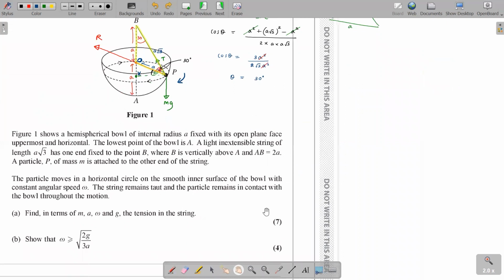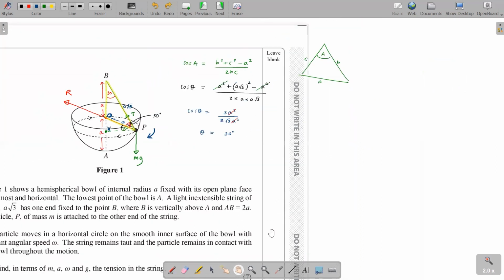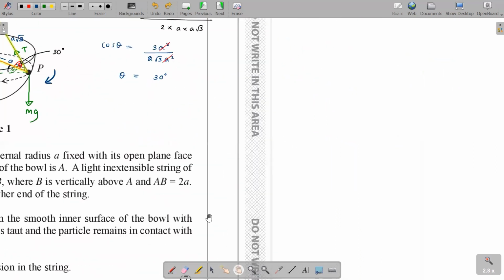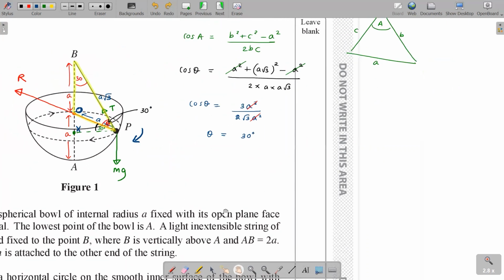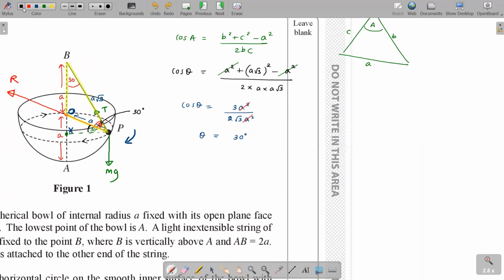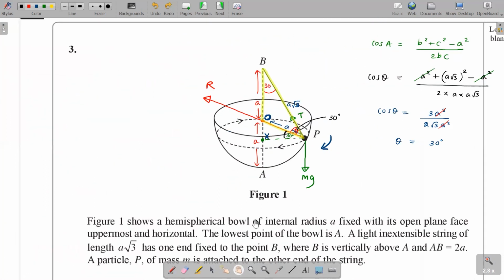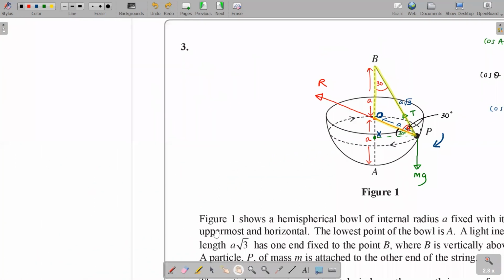So it's a horizontal circular motion. All you have to do is apply vertical equilibrium. Up and down forces are equal. And you have to apply F equals ma towards the center. So shall we do that now? So to this question, let's apply up equals down. So what do we have for vertical equilibrium here?